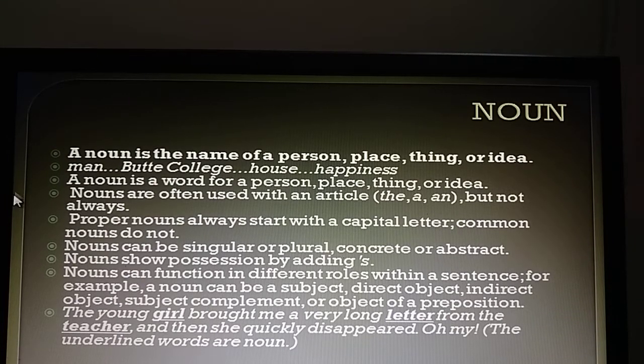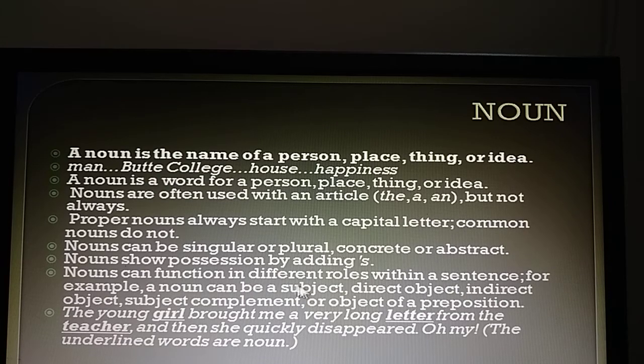First of all, noun. A noun is the name of a person, place, thing or idea. Nouns are often used with an article, but not always. Proper nouns always start with a capital letter, common nouns do not. Nouns can be singular or plural, concrete or abstract. Nouns show possession by adding apostrophe s. Nouns can function in different roles within a sentence.